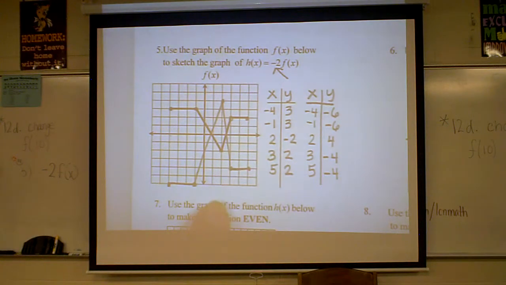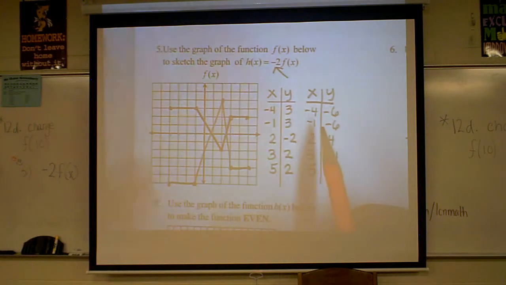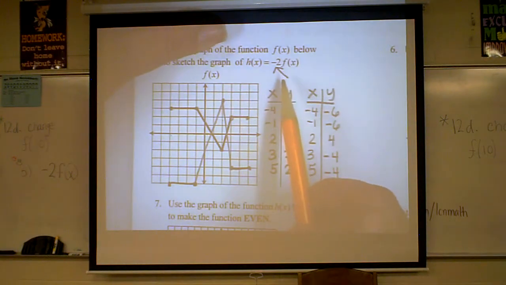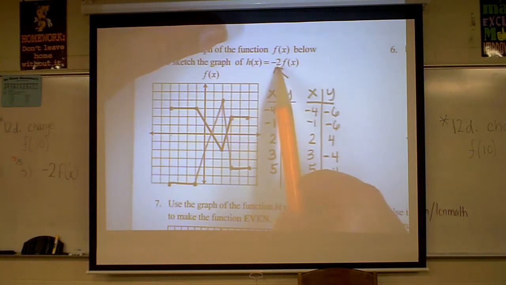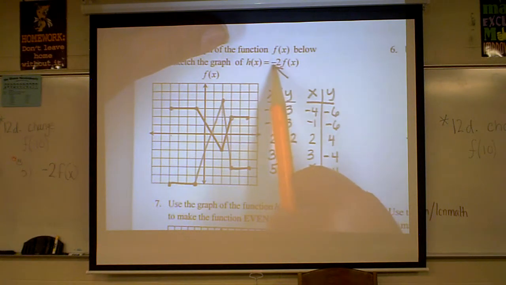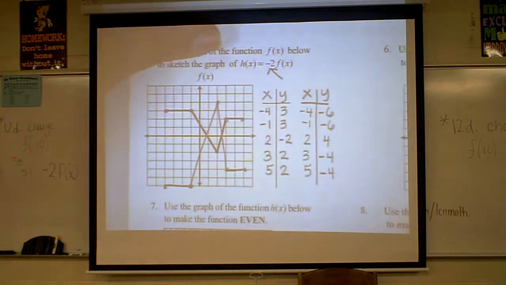And that is your correct graph. What this did, we are going to multiply all the y values by negative 2. That's a vertical stretch by a factor of 2 and a reflection over the x-axis. Number 6.